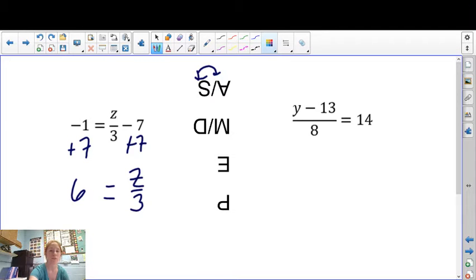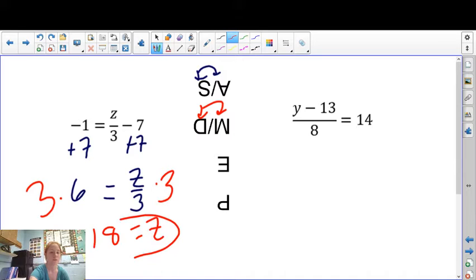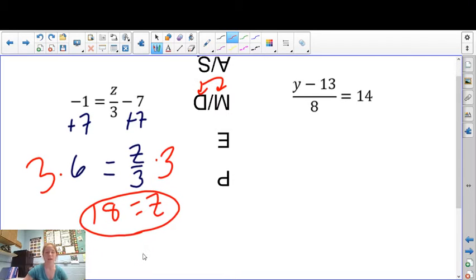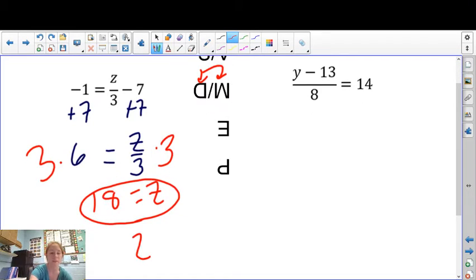So now I'm on to the next line, which is I have division. So I need to use my multiplication skills. So I'm going to multiply by 3. And I'm left with 18 is equal to z. Now remember, if I write 18 equals z, that's the same thing as z is equal to 18. It does not change. All I've done is just write it in a different order. You've got friends, you can talk about this friend first and this friend second, or you can talk about this friend first or this friend second. It's the same thing.